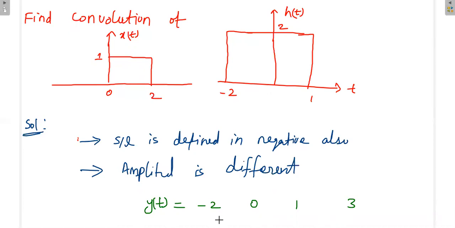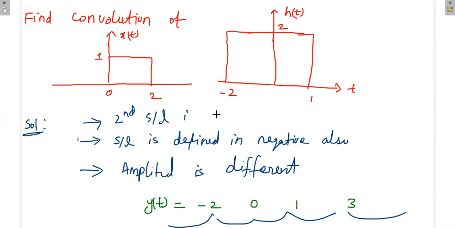Definitely your limit will be going from minus 2 to 0, then 0 to 1, then 1 to 3, again 3 to infinity, and from minus infinity to minus 2. Whatever method you are following, it has to go with the time axis like this, otherwise somewhere you are making a mistake. Mainly I've chosen this because of the larger duration, and also it is having higher amplitude. Apart from this, it is having a negative value also, and the second signal is of larger duration.